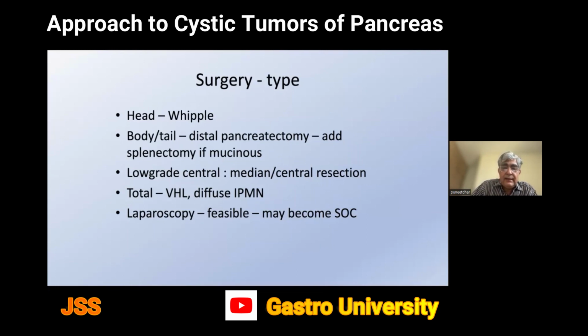You can actually ligate off the end towards the papilla and drain the distal end, which is much more innocuous if it leaks also. Total pancreatectomy might be required for von Hippel-Lindau if there are multiple cancerous neuroendocrine tumors, and for diffuse main duct IPMN, which is throughout, where the features are there in both head and tail. Laparoscopy is feasible, and for many of these has the potential to become standard of care.